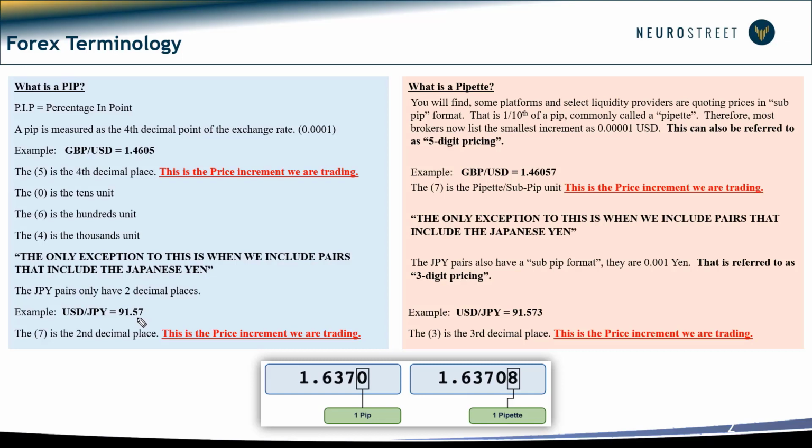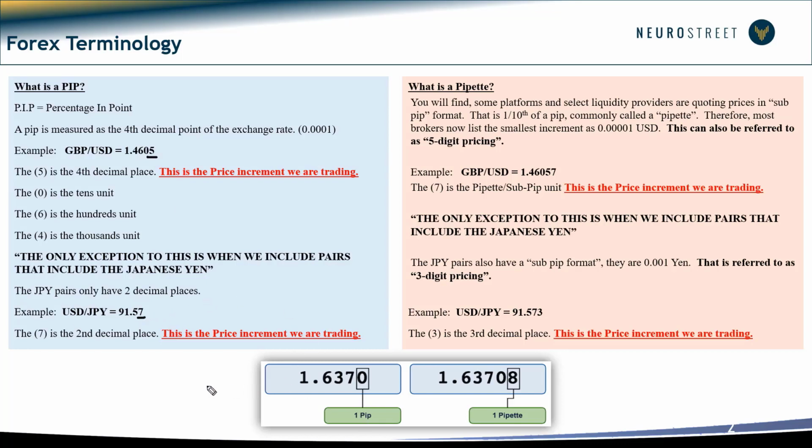And the yen, you know, the 7 would be the pip that we're trading. So the 2nd decimal place. So in all other pairs, the pip is the 5th decimal place. And then in the yen, it's the 2nd decimal place to the right of the decimal.